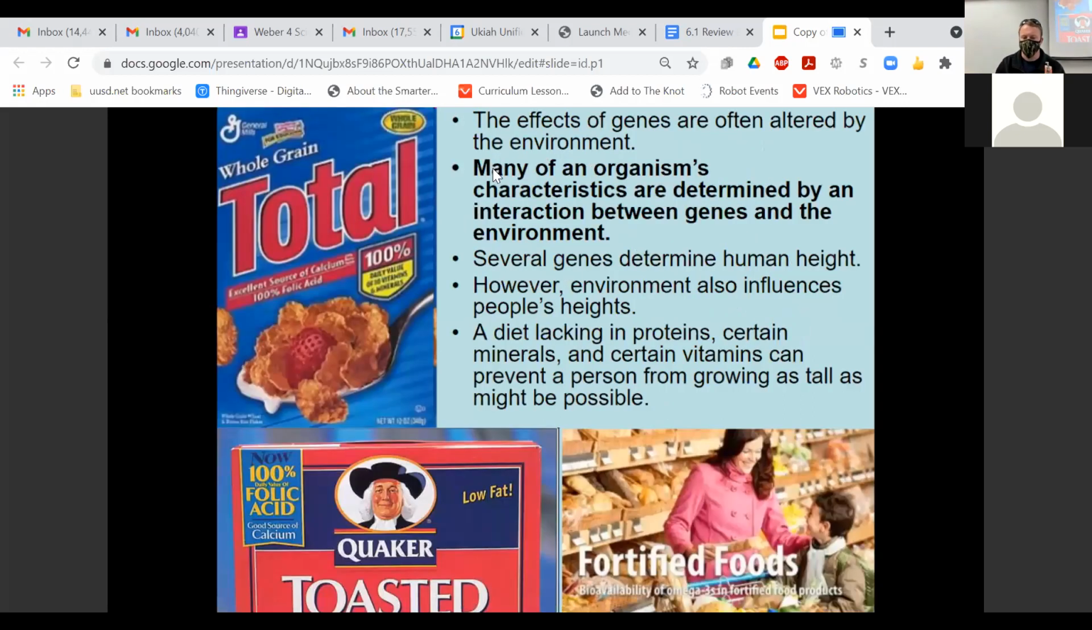The color. Okay, so the second bullet point is an absolute must. Effects of genes are altered by the environment. Many of an organism's characteristics are determined by the interaction between the genes and the environment. Several genes determine human height. However, environment also influences a person's height. A diet lacking in protein and certain minerals and vitamins can also prevent a person from growing as tall as possible. So environmental factors, guys, do affect your growth and development.